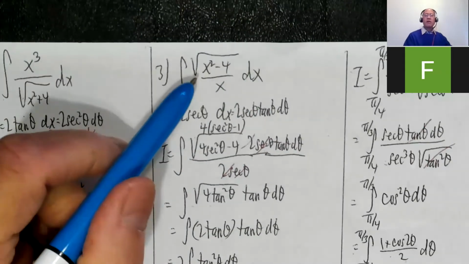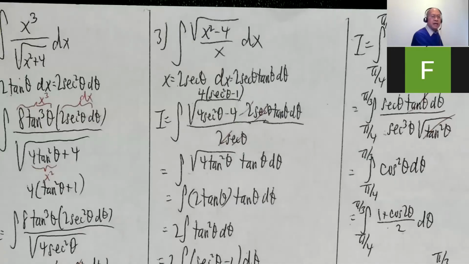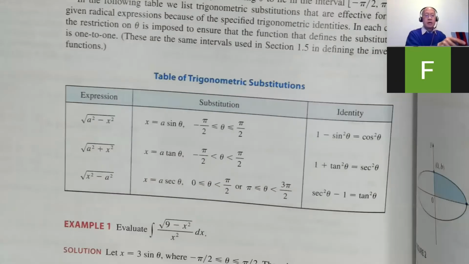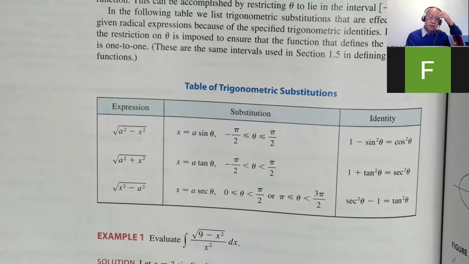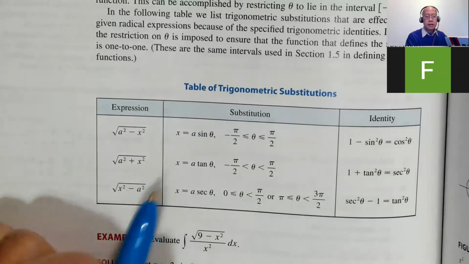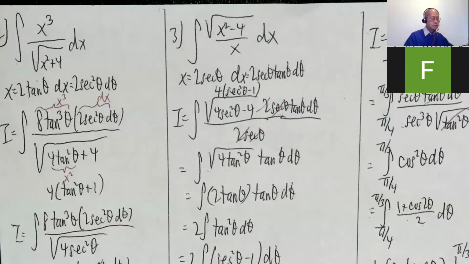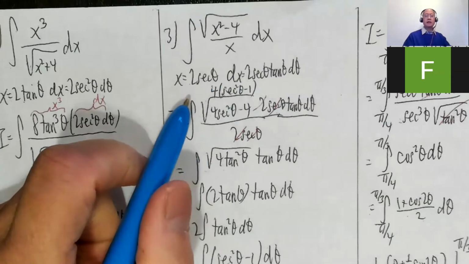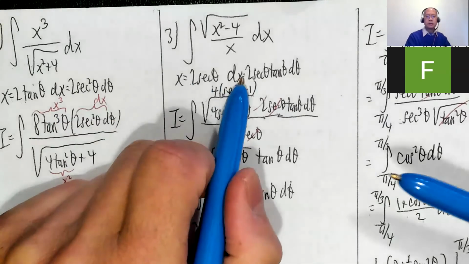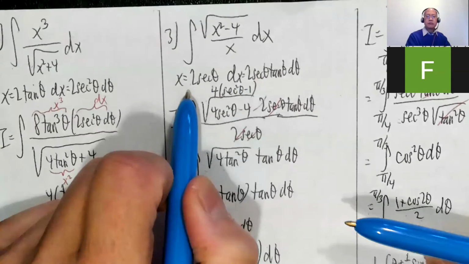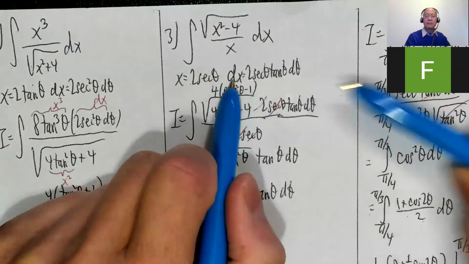Number 3, radical x squared minus 4 over x. So square root of x squared minus a squared. x is a secant theta, it says. And again, in this case, a is 2. It's x squared minus 4, right? So x is 2 secant theta. dx is 2 secant theta tangent theta d theta. The derivative of secant is secant tangent. And we're using this Leibniz notation.